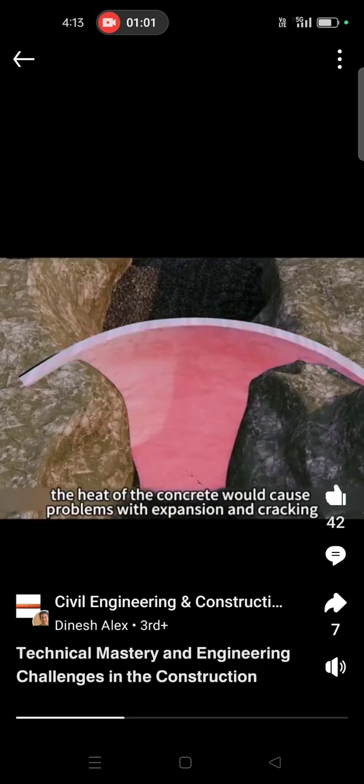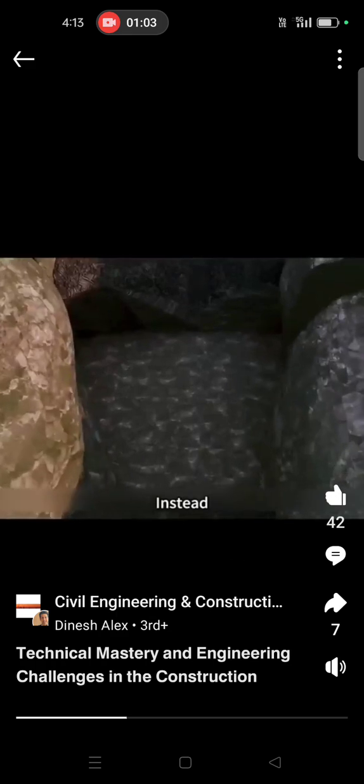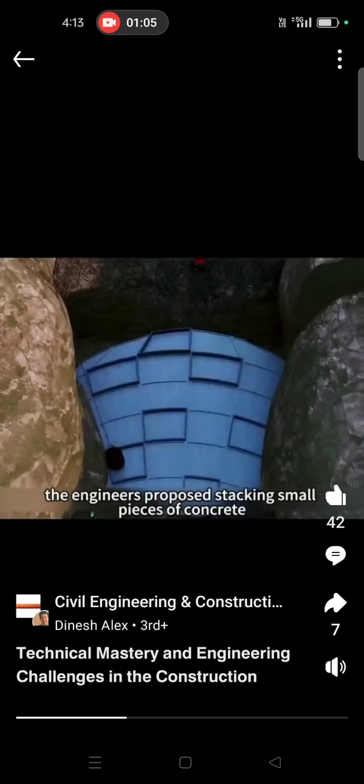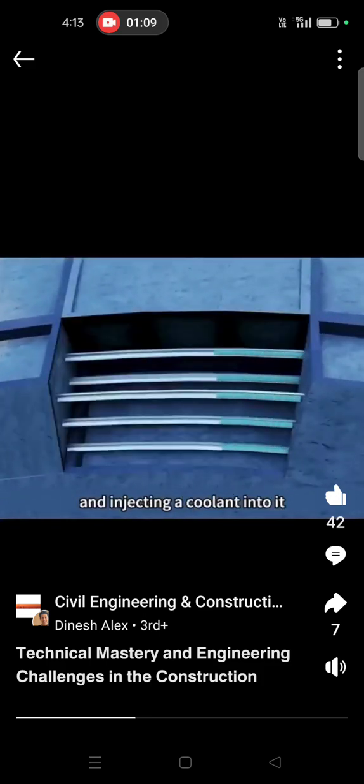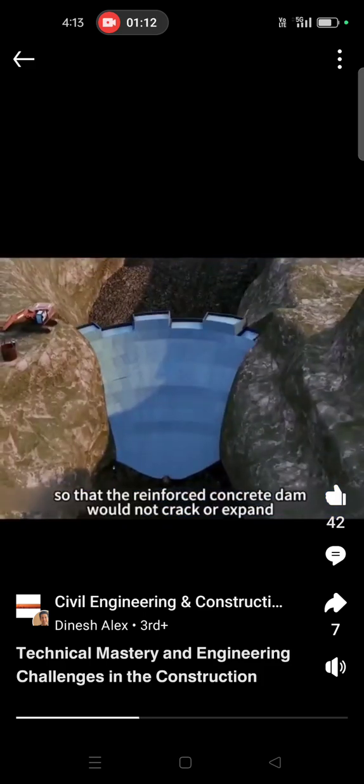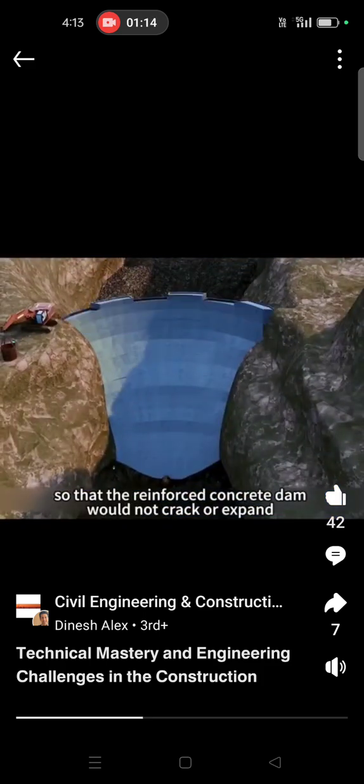If the concrete was routinely injected directly into it, the heat of the concrete would cause problems with expansion and cracking. Instead, the engineers proposed stacking small pieces of concrete, placing a steel pipe in the center, and injecting a coolant into it so that the reinforced concrete dam would not crack or expand due to high temperatures.